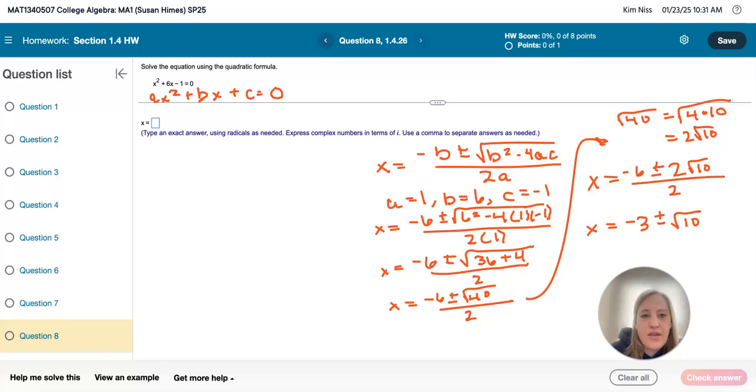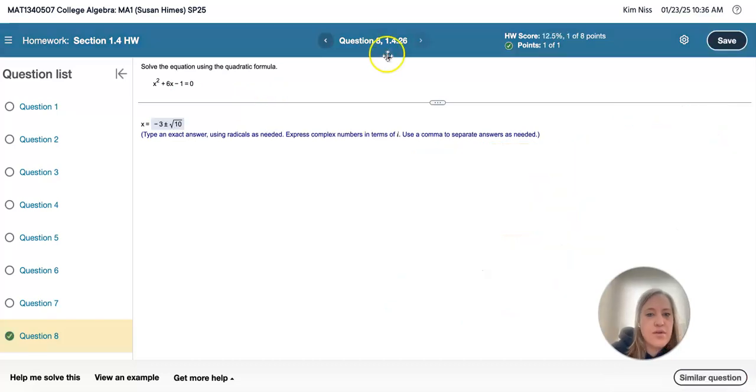And that should be the answer. Let me see if it works out. Minus square root 10, and that was correct. So the answer to our problem is negative 3 plus or minus square root 10.